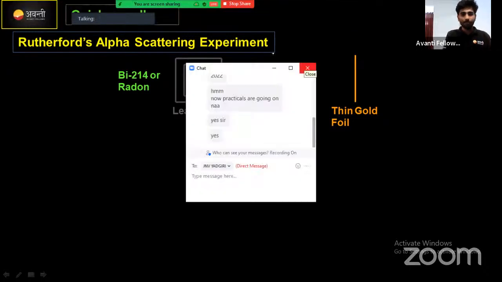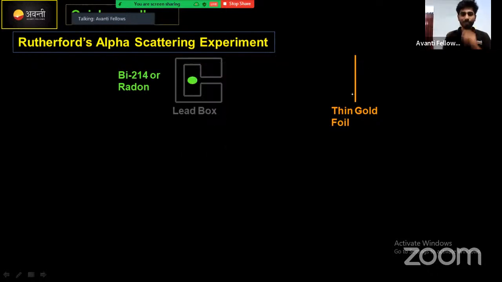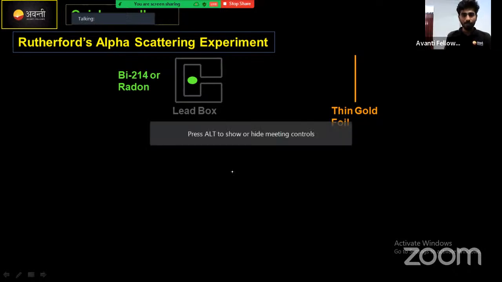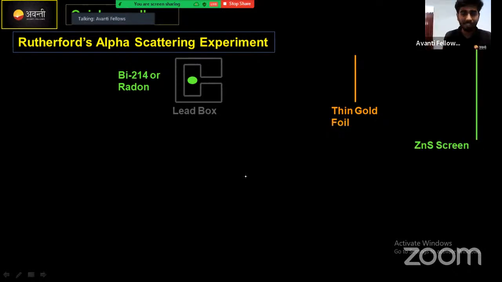It's perfect. In front of that I placed a thin gold foil. Lastly, to observe, he placed one zinc sulfate screen, because zinc sulfate screen is a highly photosensitive screen. On this screen he kept a micrometer also to observe the scattering particles. Now if the bismuth emits alpha particles, it will emit in all directions. To make a collimated direction we kept a lead box here. That's why the emitted alpha particles move in this direction and are incident on the gold foil.